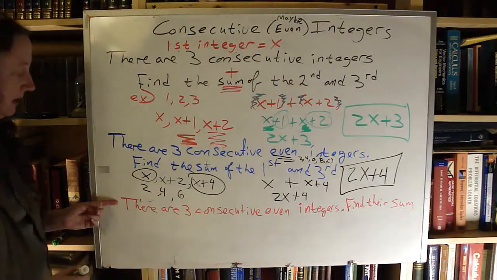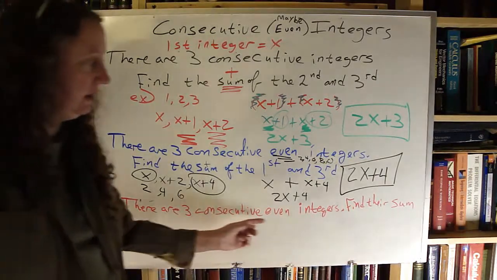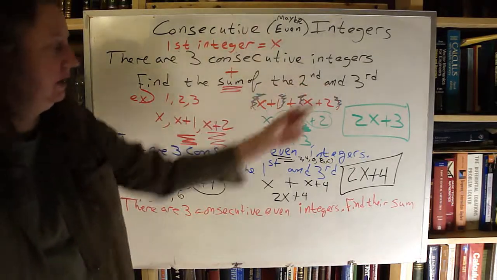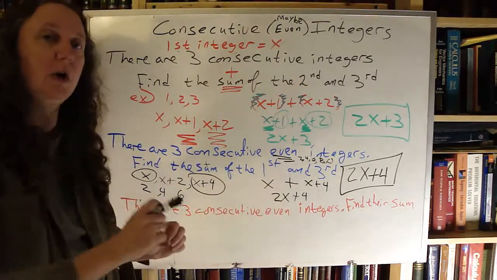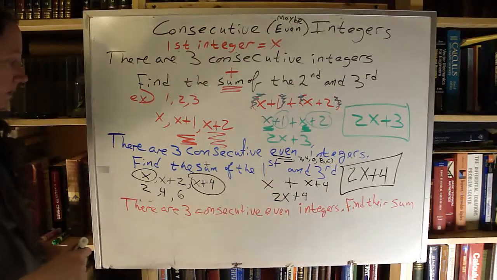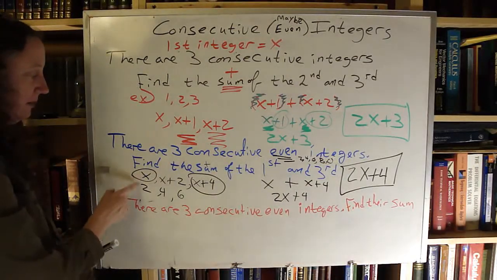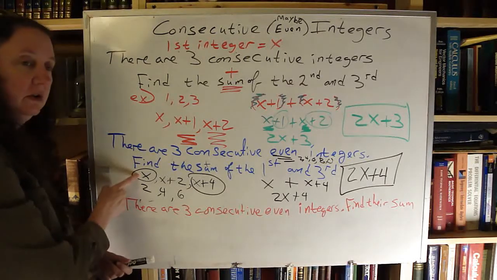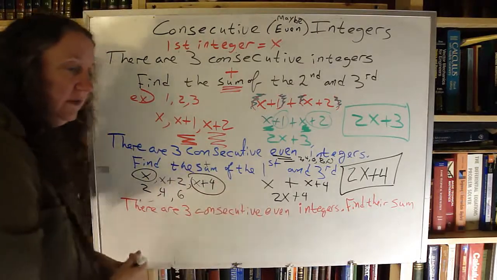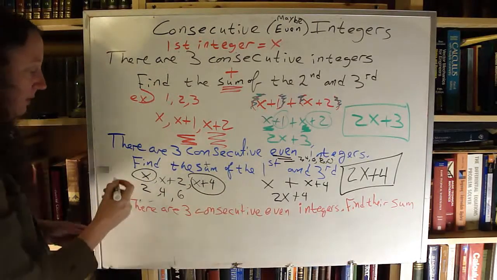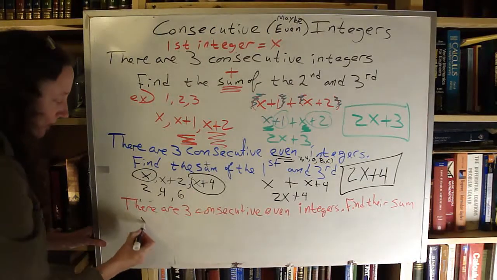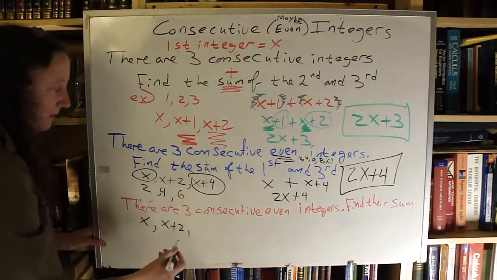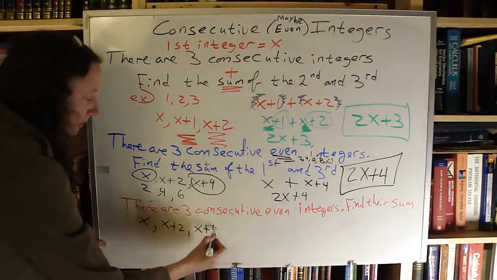And my last example down here, there are 3 consecutive even integers. Find their sum. So they're not talking about the second and the third, the first and the third. They're talking about all 3 of them. So we already found an example up here. We already found how we can represent x to make all 3 of these integers. So I'm going to list my 3 integers, x, comma, x plus 2, comma, x plus 4.